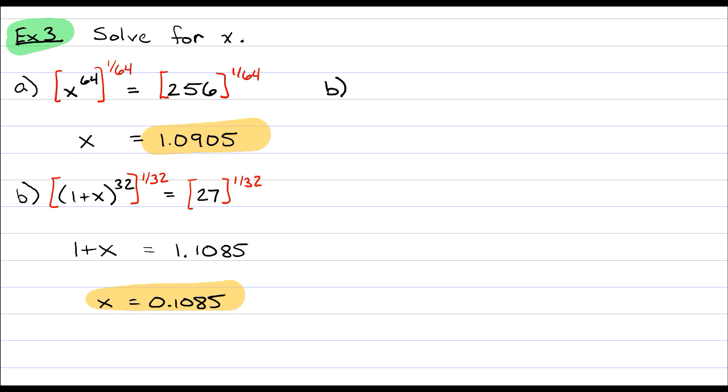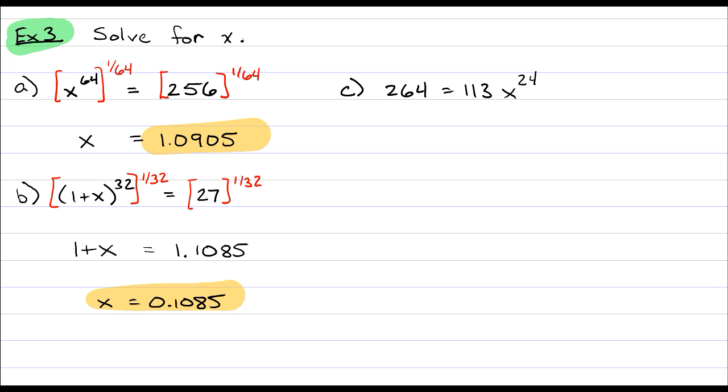Now part C. The equation we have is 264 equals 113 x to the 24th. Okay, in this case, the very first thing we need to do is divide both sides by that 113.